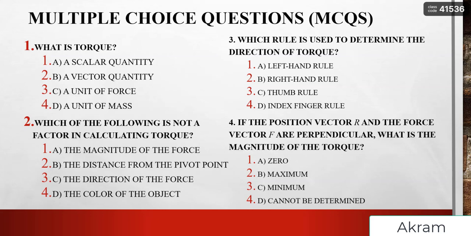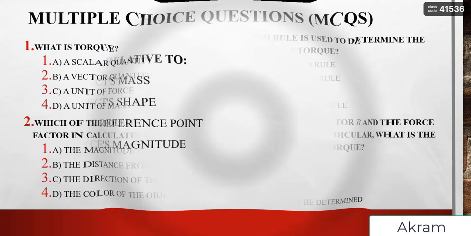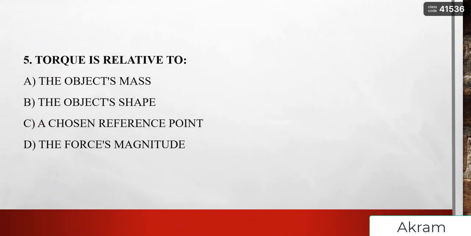5. Torque is relative to: A, the object's mass. B, the object's shape. C, its chosen reference point. D, the force's magnitude. Open-ended questions.